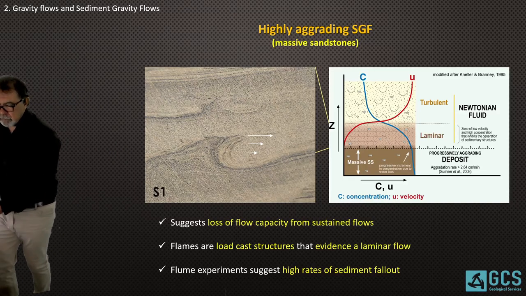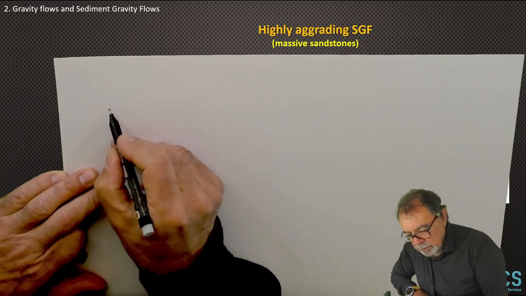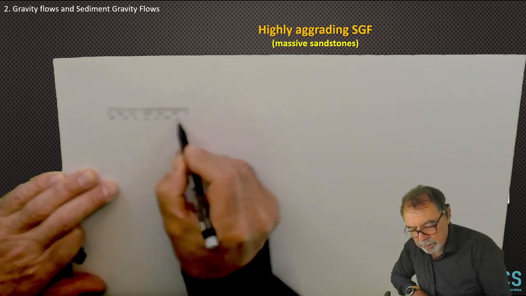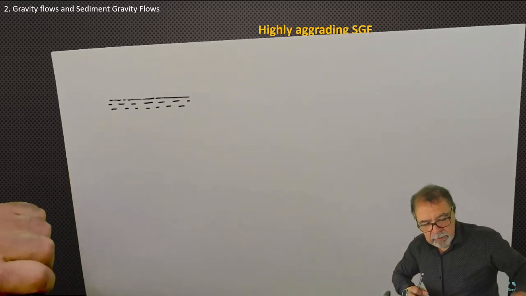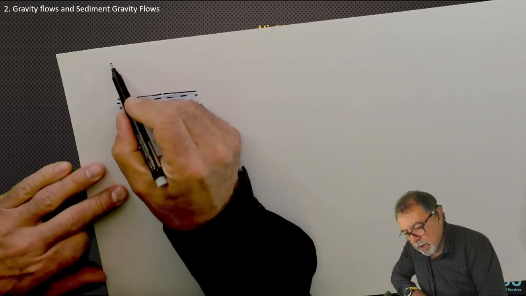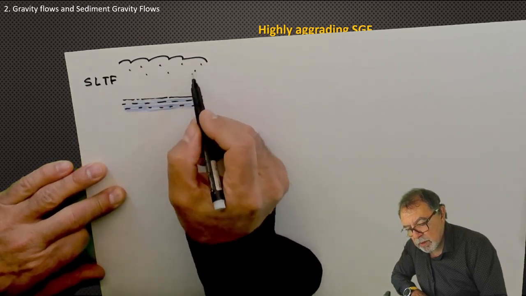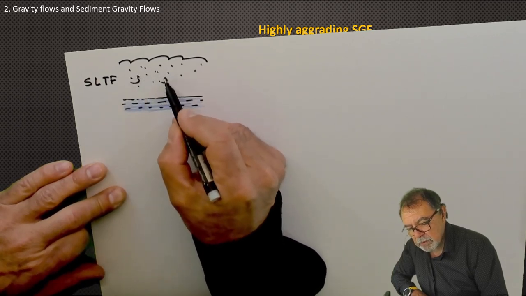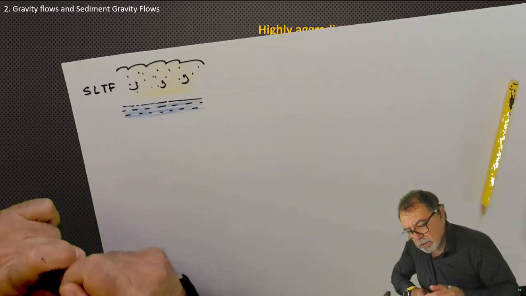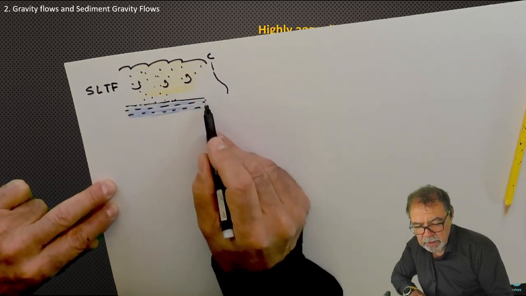Let's go to the drawing board. If you have a bottom of shale, in a soapy state, this is shale, unconsolidated shale, and above you have a sediment-laden turbulent flow, a flow with a lot of sand in suspension. When this flow decreases velocity, the sand starts to accumulate at the bottom. So flow concentration is increasing toward the bottom.